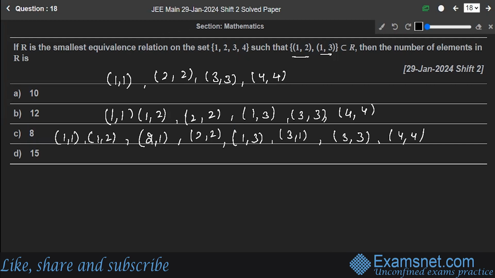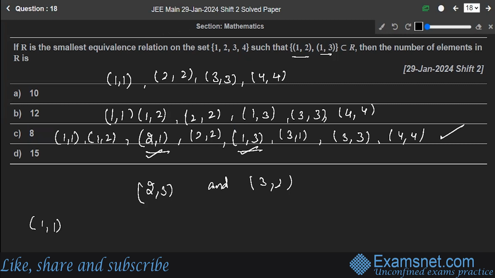Now, since (2, 1), (1, 2), and this (1, 3) are in R, this will be the correct number of elements in R. See, in this case, if you're having (1, 2) and (2, 1), that means (2, 3) and (3, 2) also will be there. If you're having this (2, 1) and (1, 3), then (2, 3) and (3, 2) also will be there.